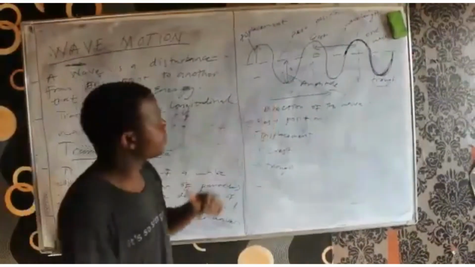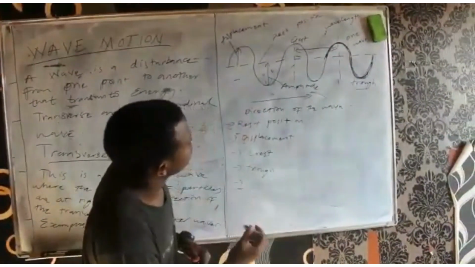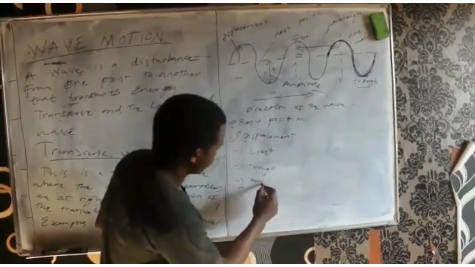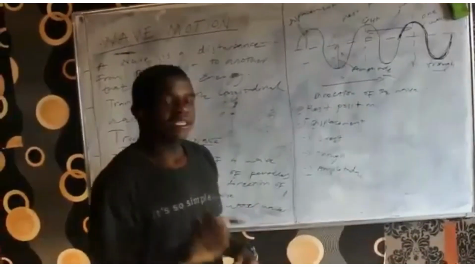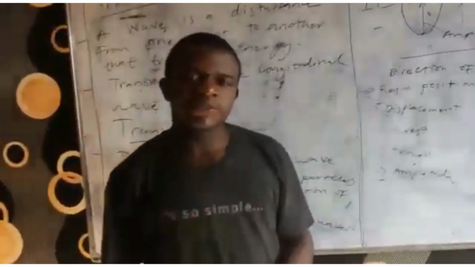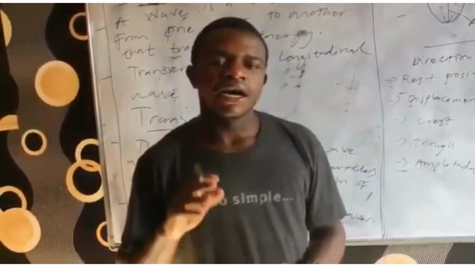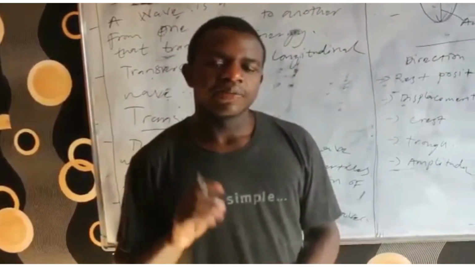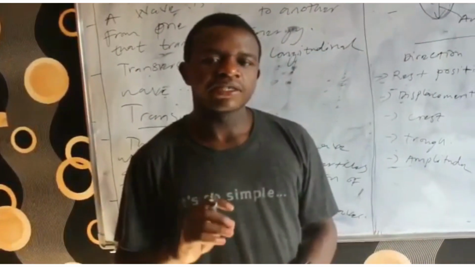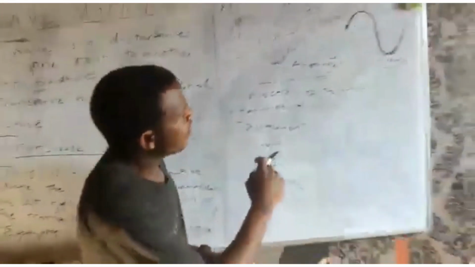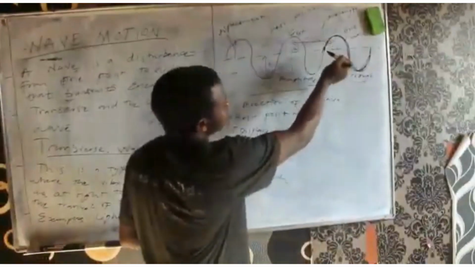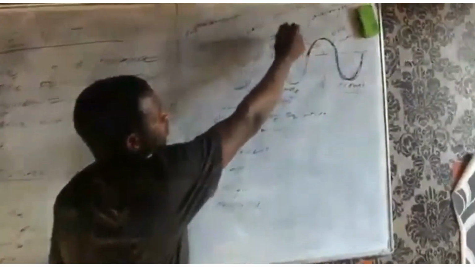Then the other one that I have on this diagram is the amplitude. The amplitude is defined as the maximum displacement of the particle from its rest position. That's the amplitude. Then I also have the wavelength, this part here, from here to here.